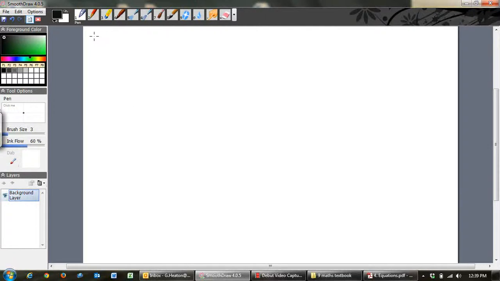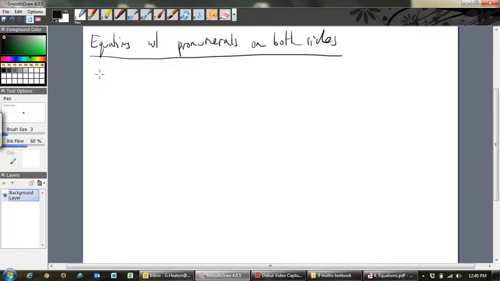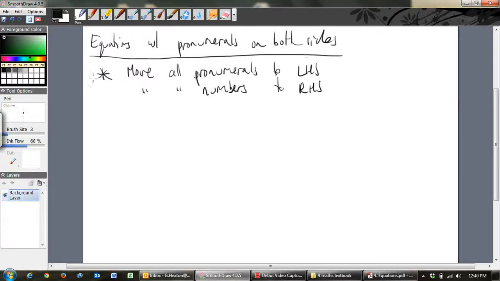Okay, the next thing I just wanted to show you is, what did I want to show you? Equations with pronumerals on both sides. Okay, so pronumerals both sides. So what we're talking about is, I'll just say something first. The thing to remember is to move all pronumerals to the left hand side, and then move all numbers to the right hand side.